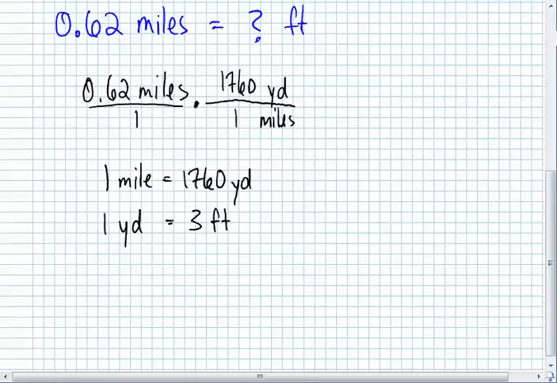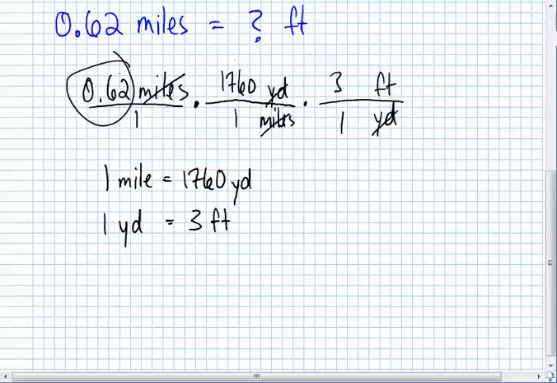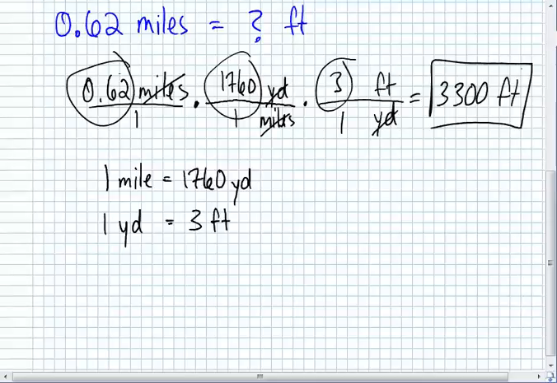Again, we put our units so that they cancel out every time. Miles would cancel out here, and in the next one I would put yards on the bottom so it cancels out. So 1 yard is equal to 3 feet. The multiplication you do is just 0.62 times 1760 times 3, and that's how you get your answer: 3,300 feet, rounded to the nearest hundred.